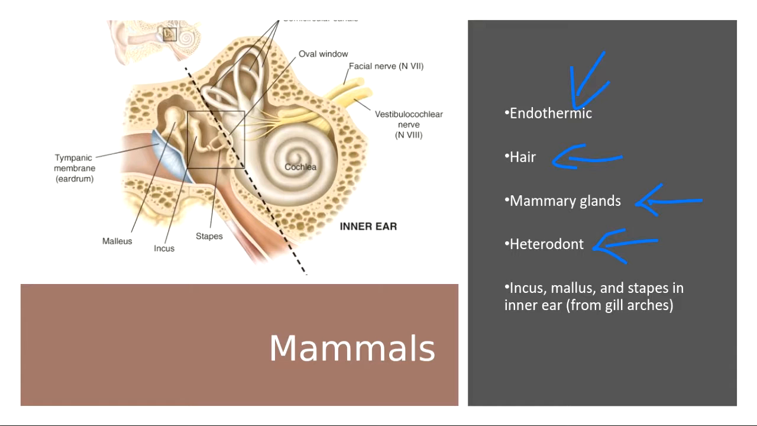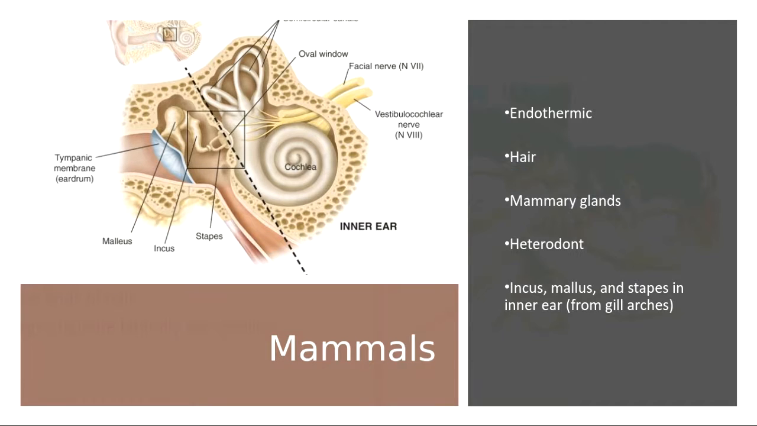Another thing is we have three inner ear bones: the incus, malleus, and stapes. So here's the malleus, the incus, and the stapes. For example, some reptiles only have two of these bones. Some amphibians don't have any. So it does distinguish mammals, but I would say the most important characteristics would be hair and mammary glands. Mammary glands being the glands that produce milk for offspring.